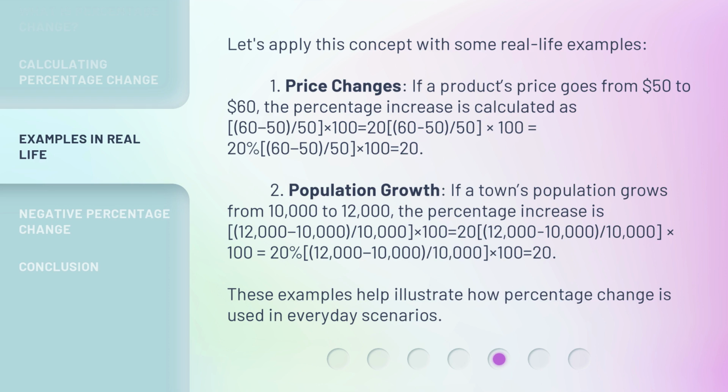2. Population growth. If a town's population grows from 10,000 to 12,000, the percentage increase is (12,000 minus 10,000) divided by 10,000, times 100 equals 20%.